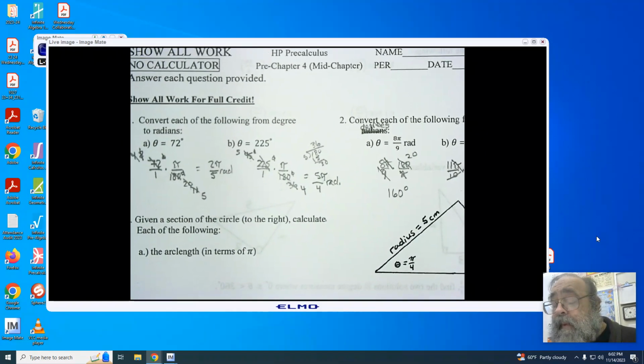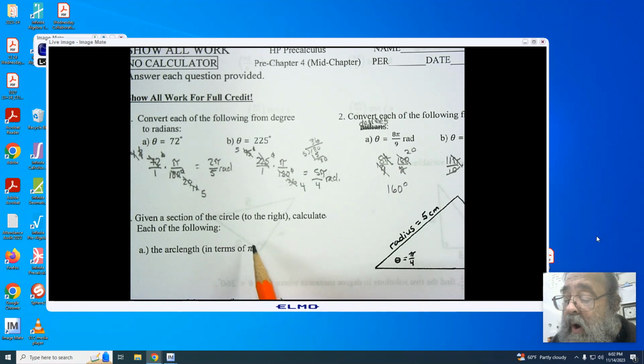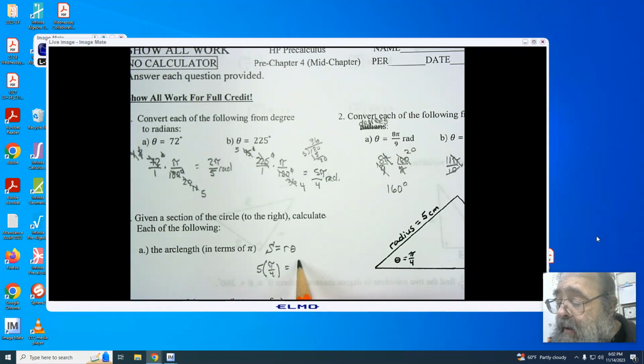Number 3 is working with arc length, and arc length is s equals r theta. So I'm going to take my r, which is 5, and multiply it by pi over 4, and I want exact values in terms of pi, so I get 5 pi over 4, and we include our units of centimeters.